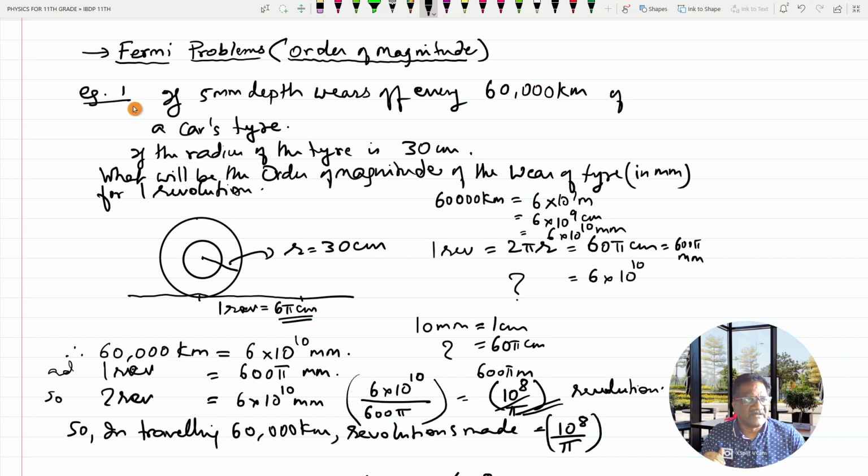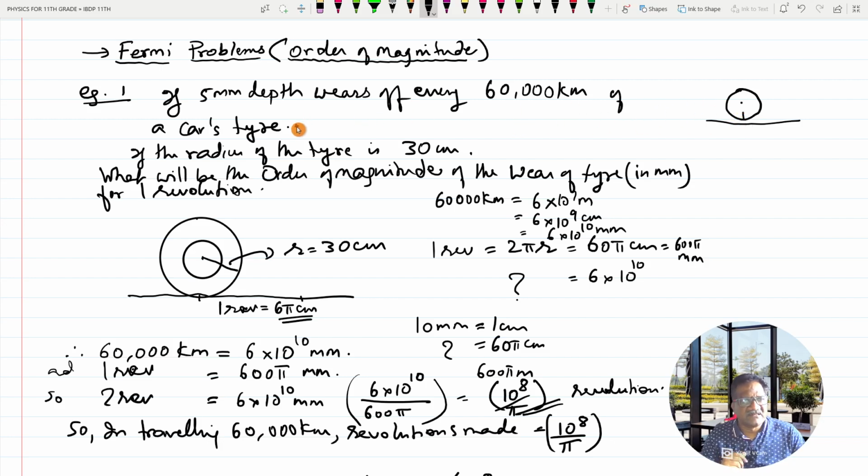So the very first example is this one. Suppose 5 millimeter depth wears off every 60,000 kilometer of a car tire. So suppose you have a car tire. Now when this car is running on the roads, after traveling say 60,000 kilometer, the 5 millimeter depth of this particular tire is worn out. That is what it has to say. Worn out means it is undergoing wear and tear. So that is happening with this car tire.